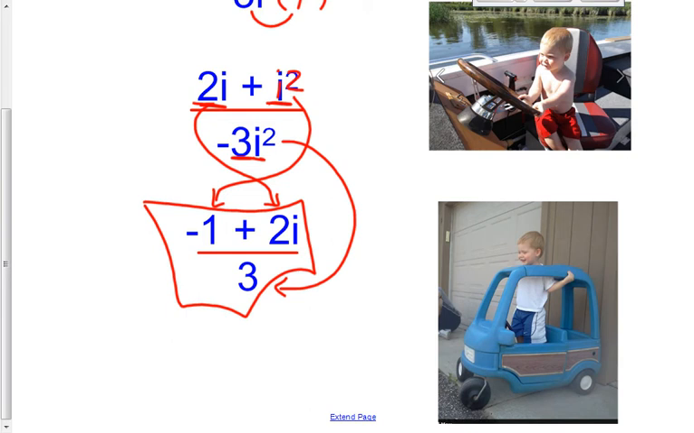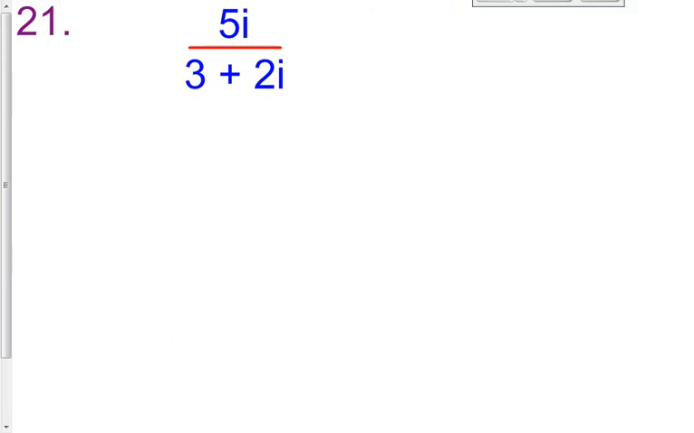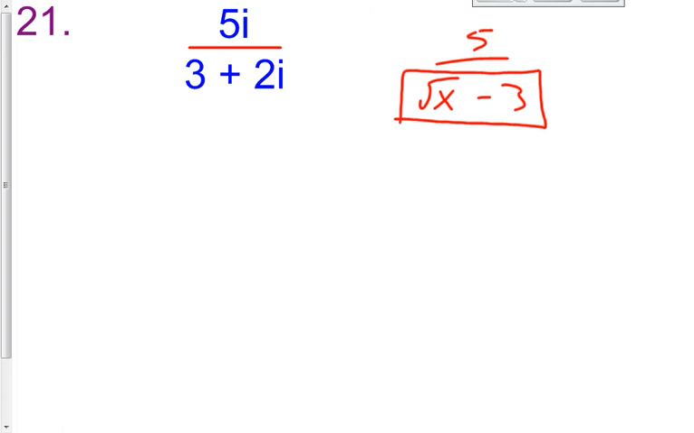All right, now that you have that one down, the first two, 19 and 20, were monomials in the denominator. Now 21 and 22 are slightly different. They are binomials. So when it's a binomial, what did you do when you had, let's say, 5 divided by the square root of x minus 3? When you had a binomial with a radical, how did you get rid of that? What you did was multiply by the conjugate: the square root of x plus 3.